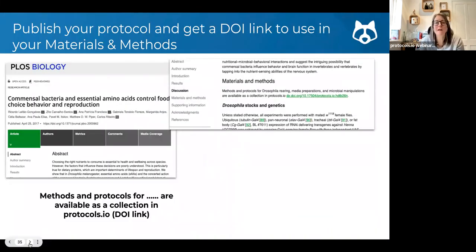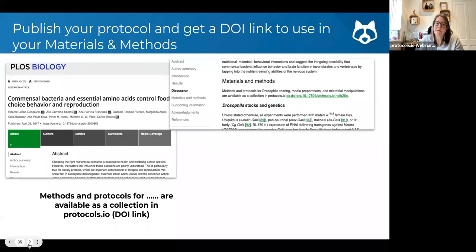Okay, so a question earlier was about, can you replace a supplementary document of the methods section in an article? You can do better than that. If you publish the protocol and get the DOI for it, which is this 6-step process, if you play around, you'll see how easy it is to do. You can grab the DOI, and so this is an example from a PLOS biology paper, and they say methods and protocols for the various different experiments are available as a collection in protocols.io, and then there's the DOI link.